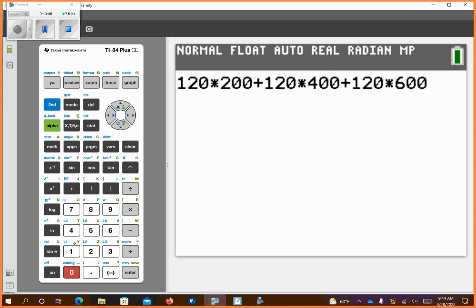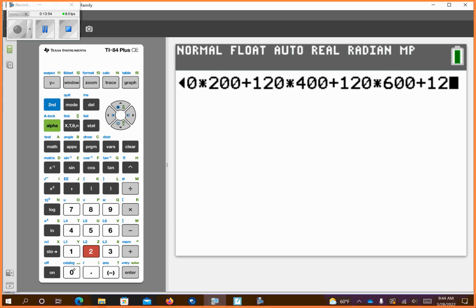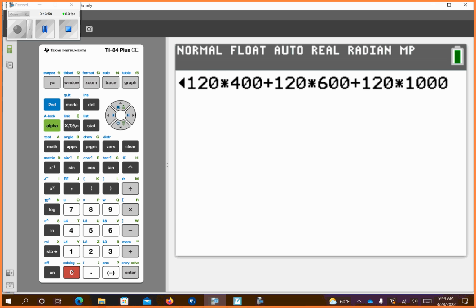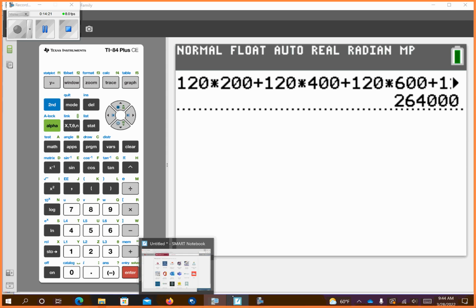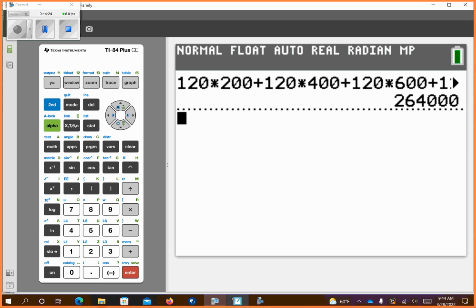Second, insert 0. 120 at 600 plus 120 at 1,000. So this number is going to be how much money did we physically put in? We physically put in $264,000 to get up to what? $1 million? All right, so hang on. So this is what we put in, 264.